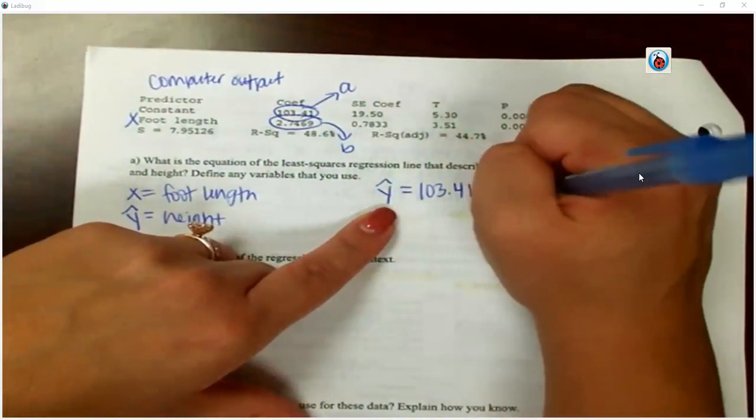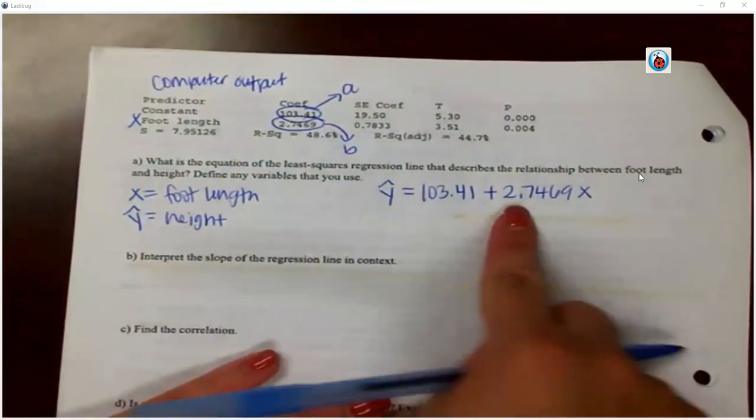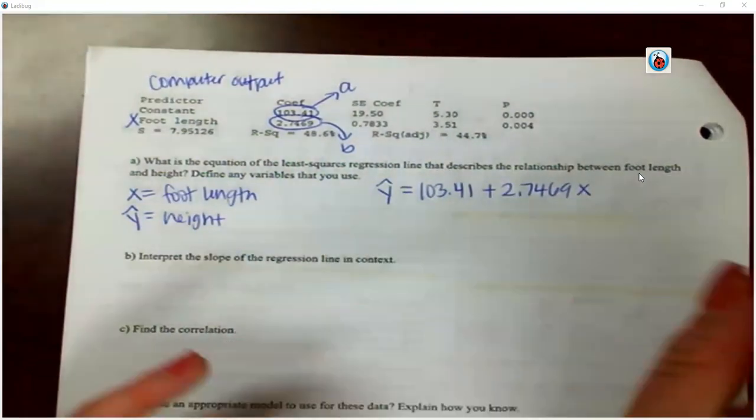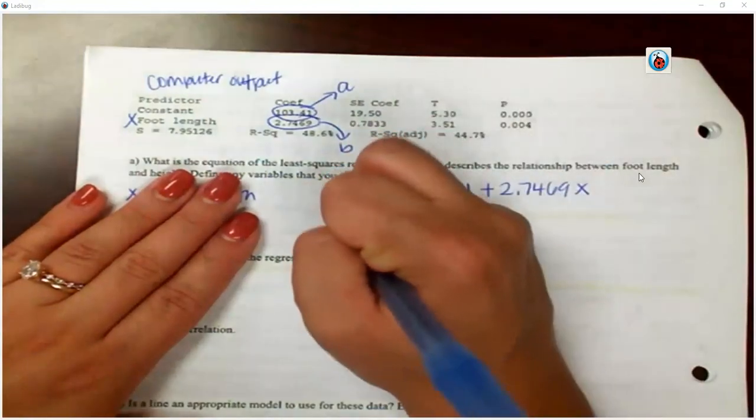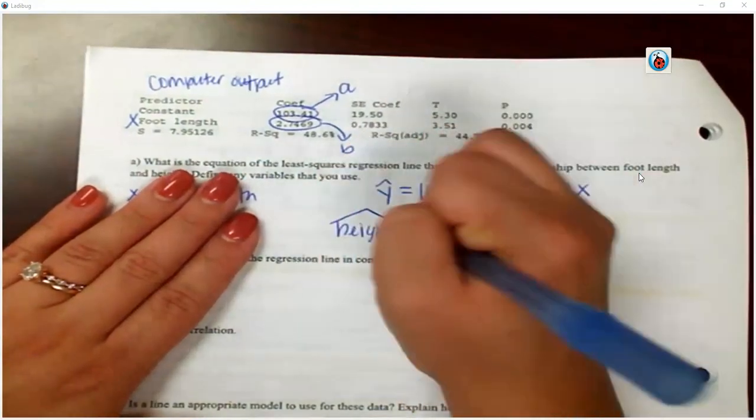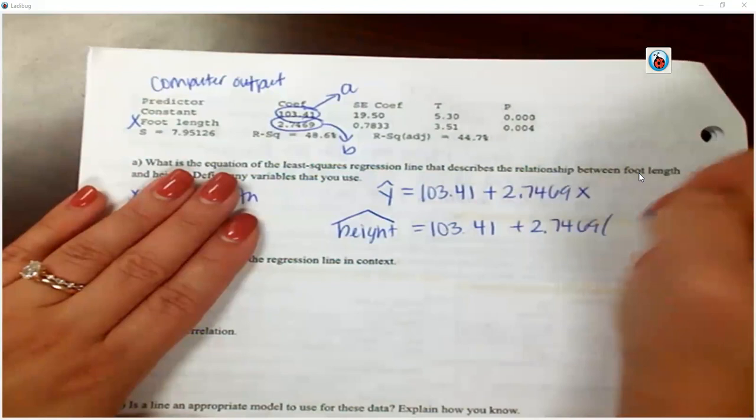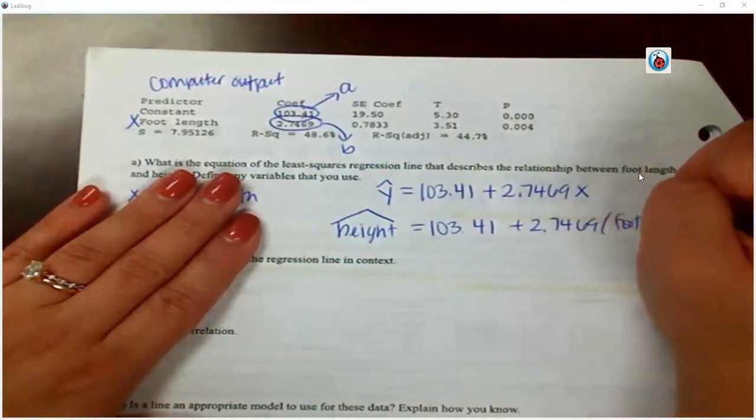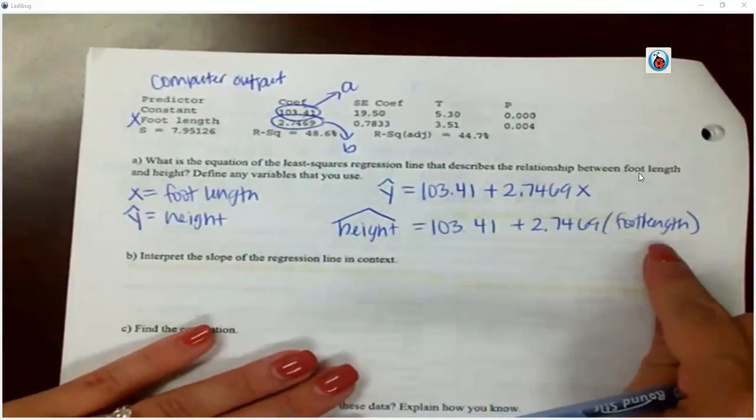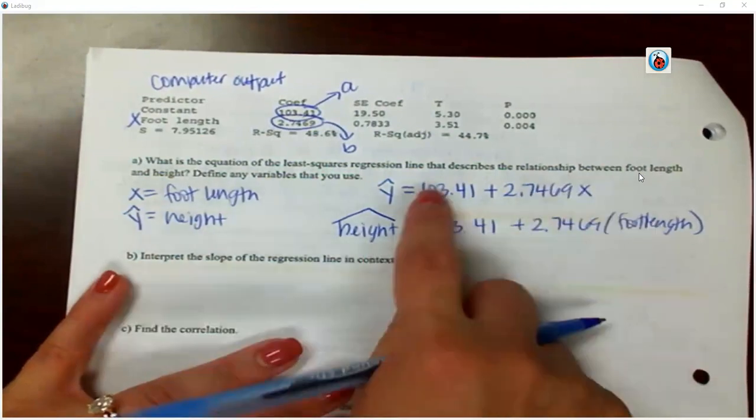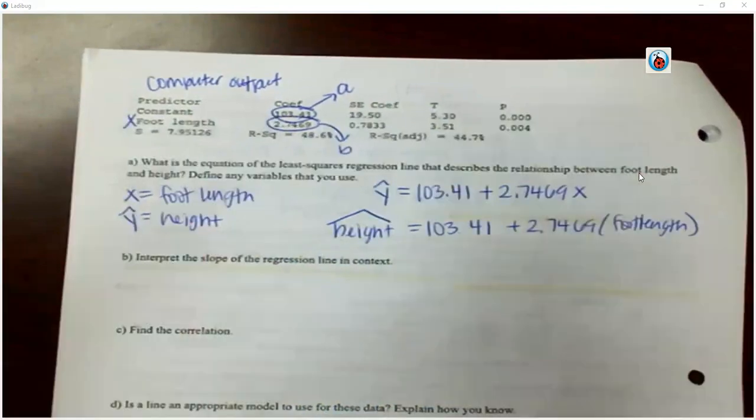So we're going to end up with 103.41 plus 2.7469X. So this would suffice for this answer. However, if you don't do this, you can say the predicted height equals 103.41 plus 2.7469 parentheses foot length. So you either need to have this format where you have the variable names inside the equation, or if you're going to only write this, you better have what X and what Y hat equal out to the side, okay?